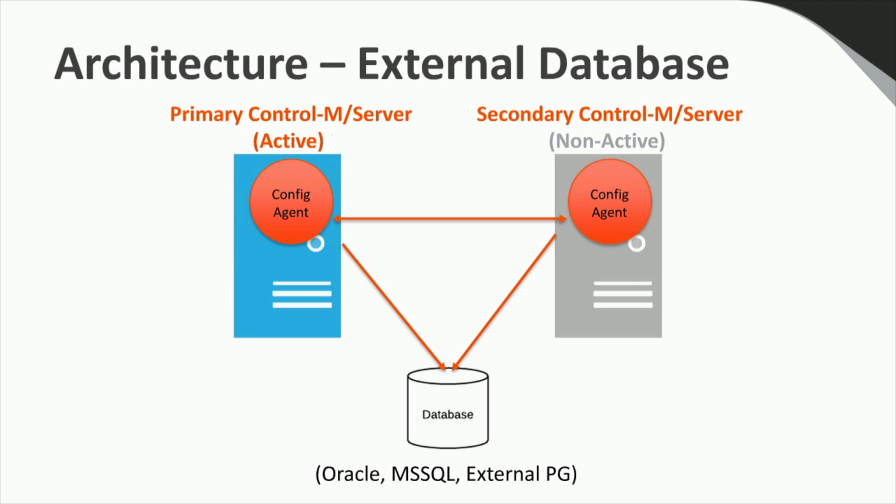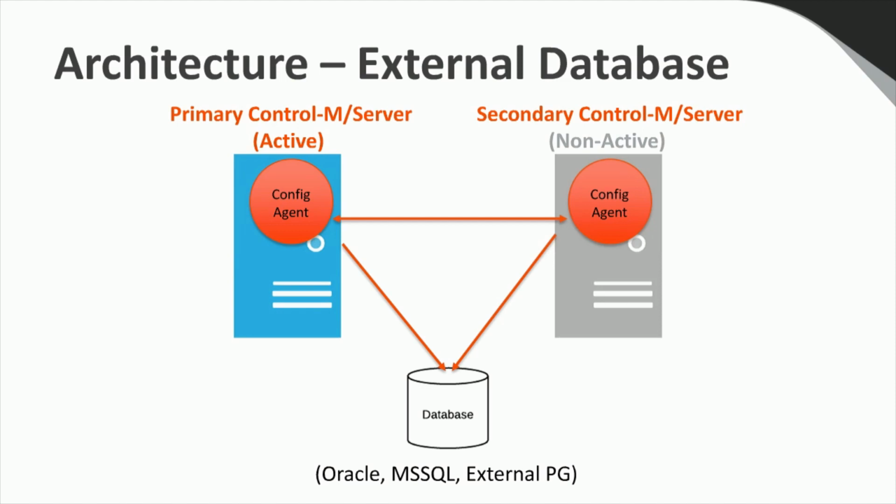Now let's talk about the architecture. Control-M Server high availability architecture can be broken down into two. This particular slide illustrates the architecture using an external database such as Oracle, MS SQL, or external PostgreSQL. Control-M Server high availability enables you to install a secondary instance of Control-M Server, and if there's a failure or you need to perform a hardware or OS maintenance, for example, on the primary host, Control-M continues to run on the secondary host.